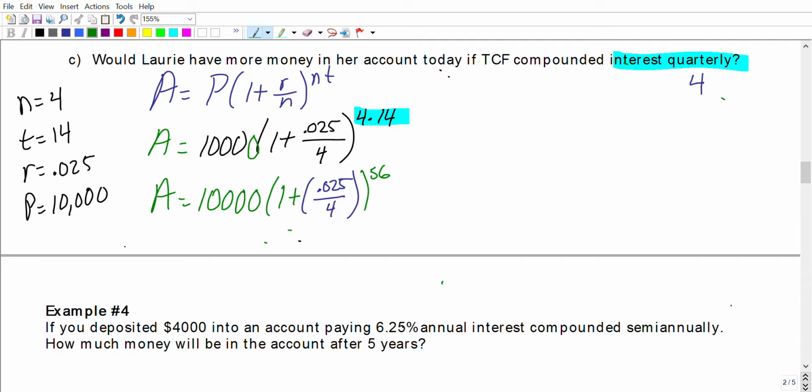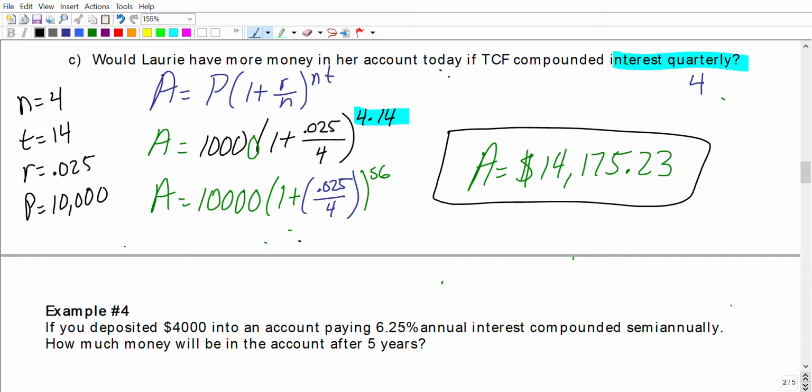So let's go ahead and figure that out, see if we actually would be getting more money if TCF compounded interest quarterly. So 10,000, open parentheses, 1 plus 0.025 divided by 4, close parentheses again, raised to the 56. I actually got $14,175.23. So let's compare the two.